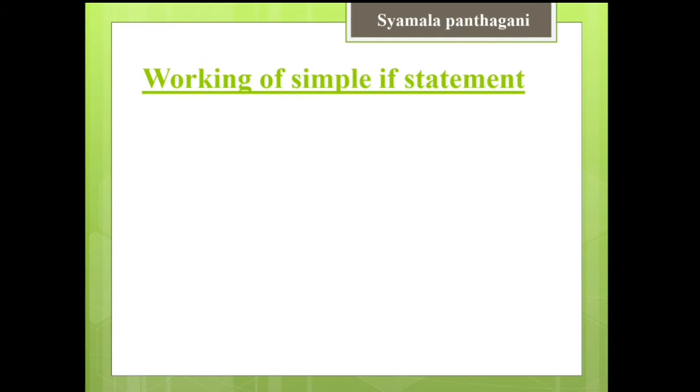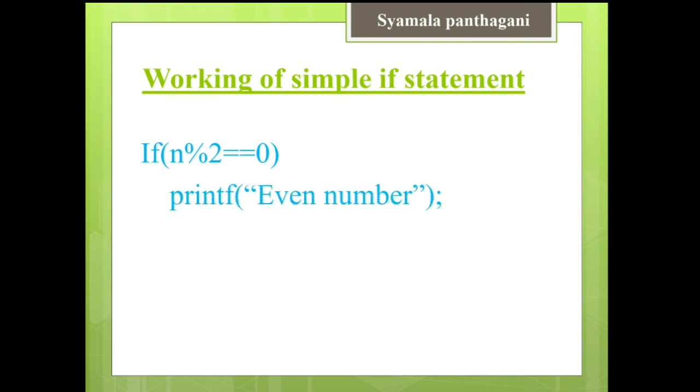For example, if n mod 2 is equal to 0, printf even number. In this example, I would like to print even numbers only. What is the logic of an even number? A number which is divisible by 2 is an even number.